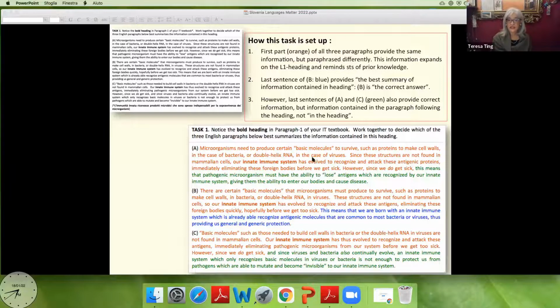The last sentence of B in blue provides the best summary of information contained in the heading. So B is the correct answer. But the last sentences of A and C, the green, also provide correct information, but it is not information in the heading. It's just information in the paragraph. Is that clear? Okay. Now, what is happening here?